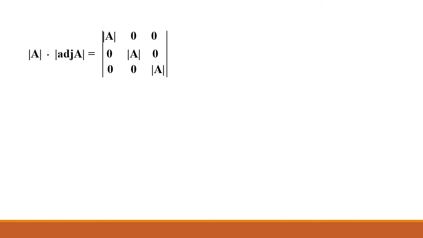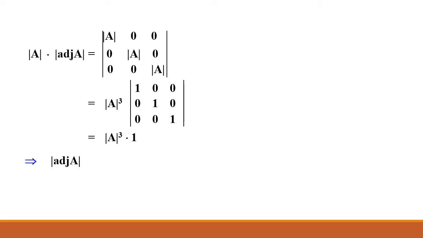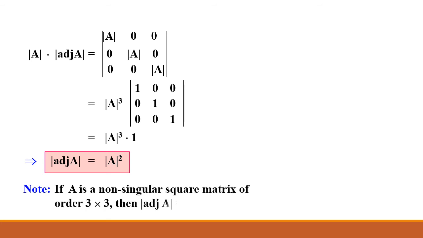So take determinant A out from each row, we get determinant of A 3 times, which equals 1 0 0, 0 1 0 and 0 0 1. On simplifying, we get determinant of A to the power 3 into 1. Therefore, determinant of adjoint of A is equal to determinant of A raised to 2. Note, if A is a non-singular matrix of order 3 cross 3, then determinant of adjoint of A will be determinant of A square.